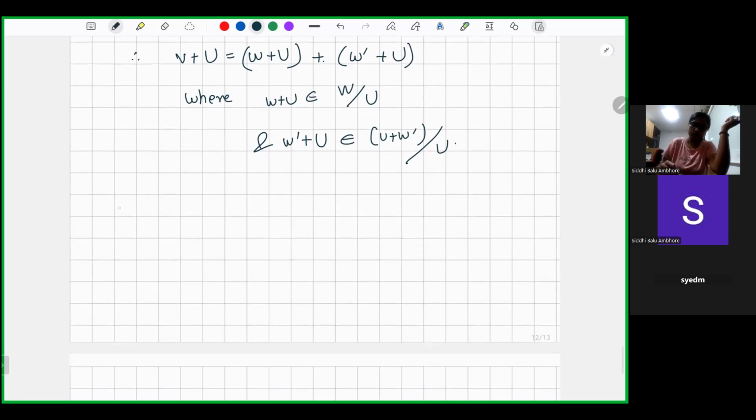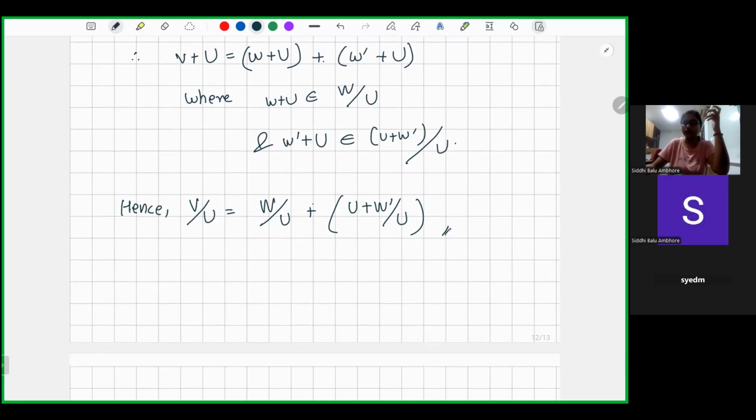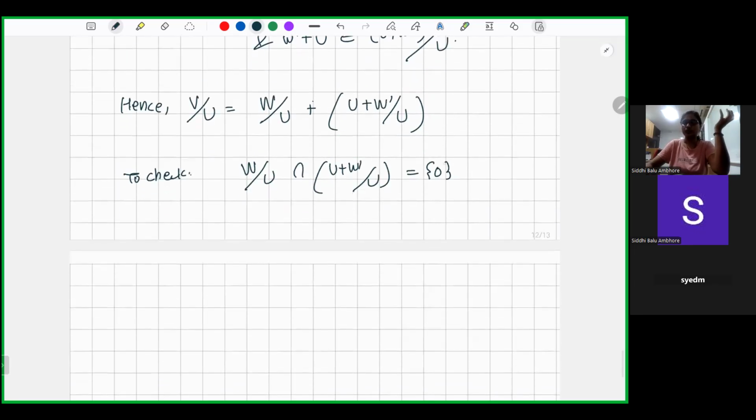Okay, now we have to show. So therefore, V quotiented by U is W quotiented by U plus U plus W dash quotiented by U. This is the case, okay? And now we have to check that W quotiented by U intersection this is just 0. That's what we have to check. So 0 means this 0 plus U in the quotient space. That's what we have to check.